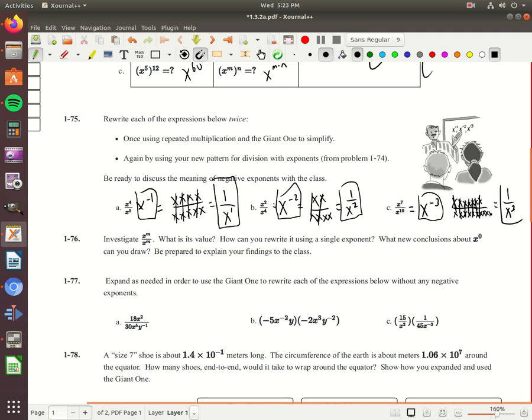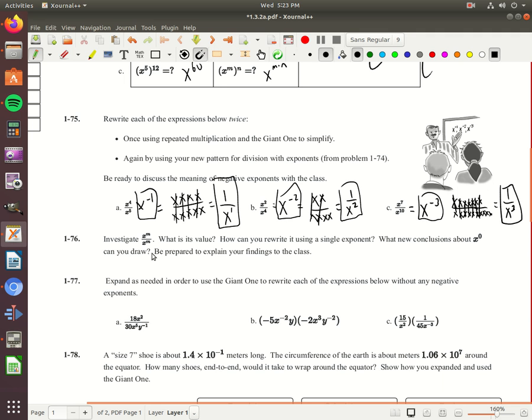to the third. So we're beginning to see our first pattern here, that if you have a negative exponent, it moves to the bottom and turns positive. If you have a negative exponent, it moves to the bottom and turns positive. I'll say that one more time. If you have a negative exponent, it moves to the bottom and turns positive.